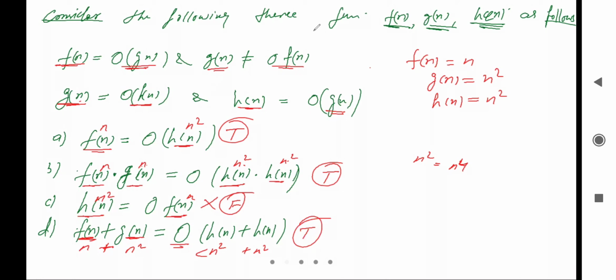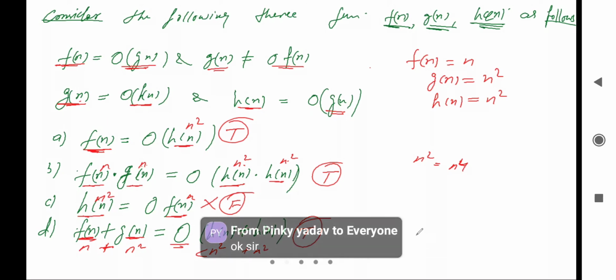Yes, so what Mukesh is saying: f of n is bigger. If f of n is a bigger one, then it will not satisfy this condition. Here if f of n were greater, suppose it were n cube, then it would not satisfy and would be false. It will be like this in other cases too. Yes, so now tell me, is it clear or not?